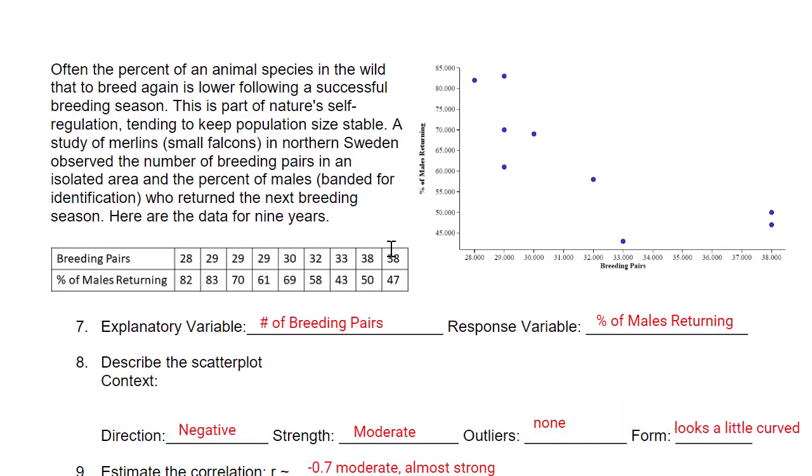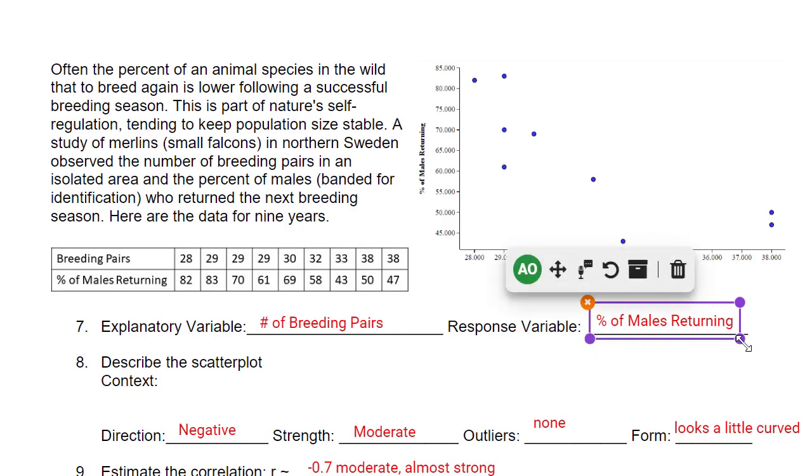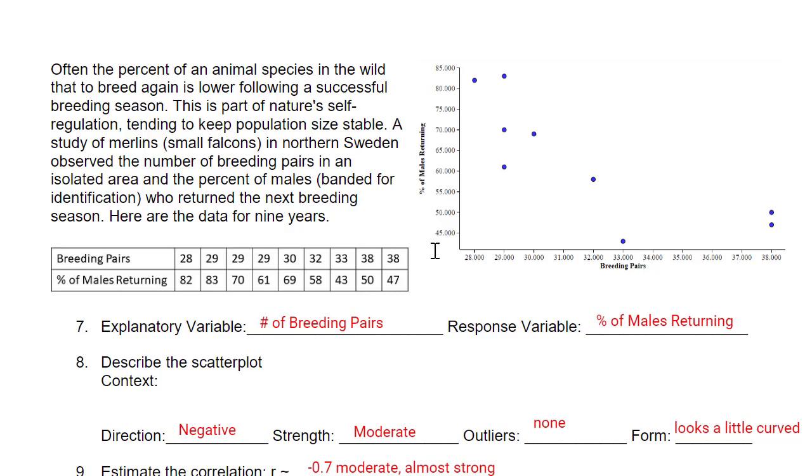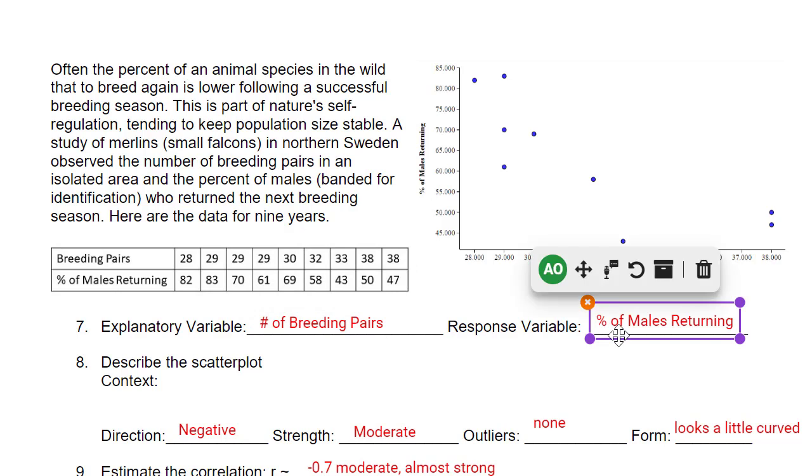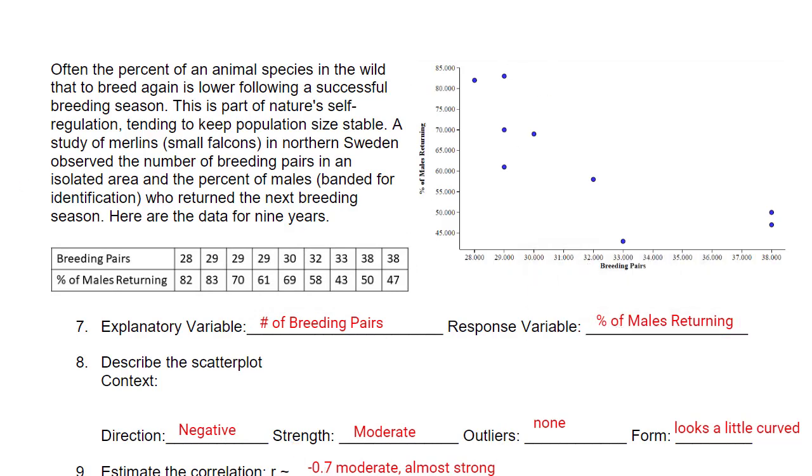All right. So looking at this, first of all, the explanatory variable is the number of breeding pairs, and that explains the percent of males returning. So even if I didn't already have this on the x-axis and the y-axis, hopefully from the problem you understand that the percent returning depends upon the number of breeding pairs of the previous season, all right? Actually, I forgot to add context, but that's fine. So there's your explanatory. There is your response. The direction is definitely negative, so it looks like it's kind of a line like that, right?